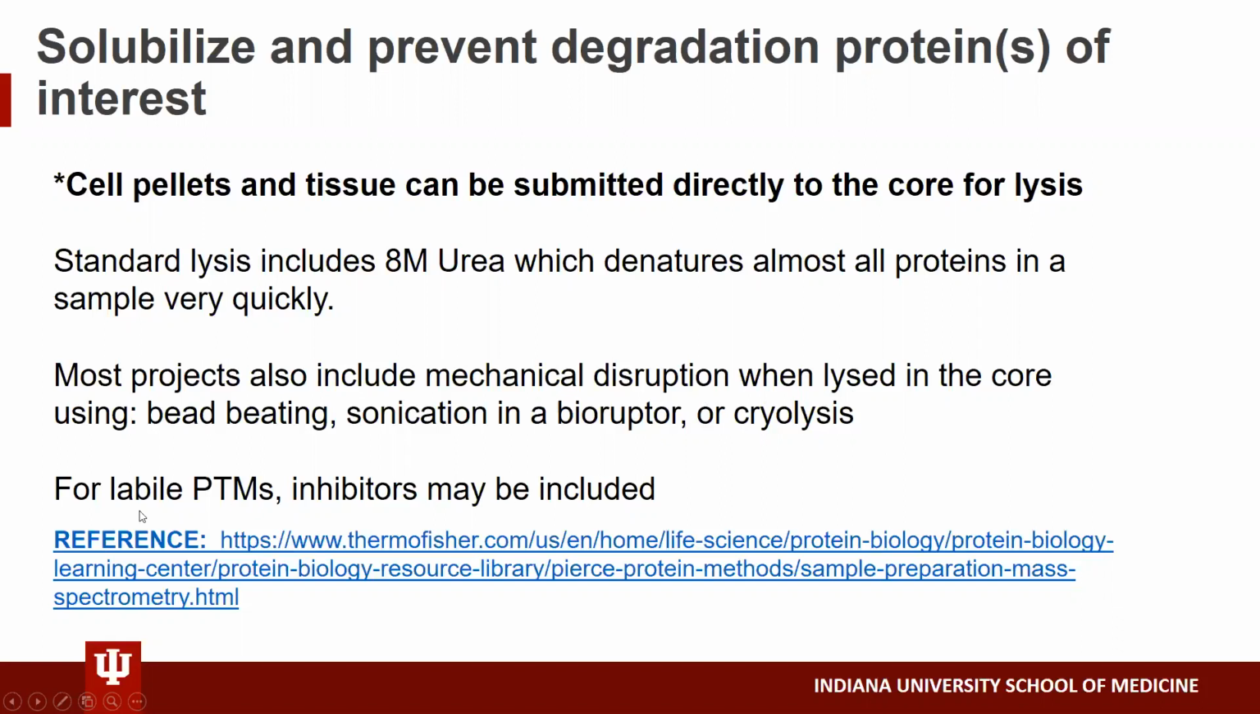For labile post-translational modifications, it may be a smart idea to include inhibitors at some point when you're either pelleting your cells or lysing your cells or tissue, to prevent the loss of those post-translational modifications. So for example, phosphatase inhibitors if you're interested specifically in phosphorylations.